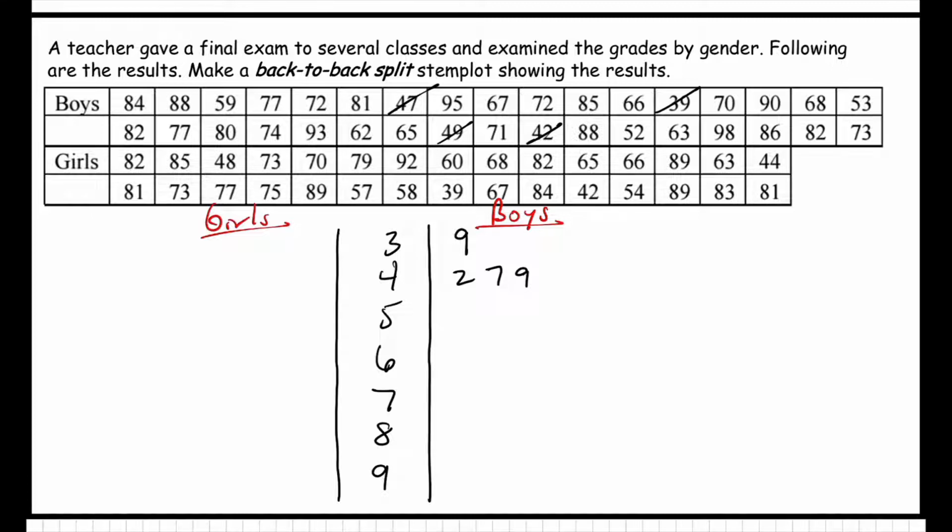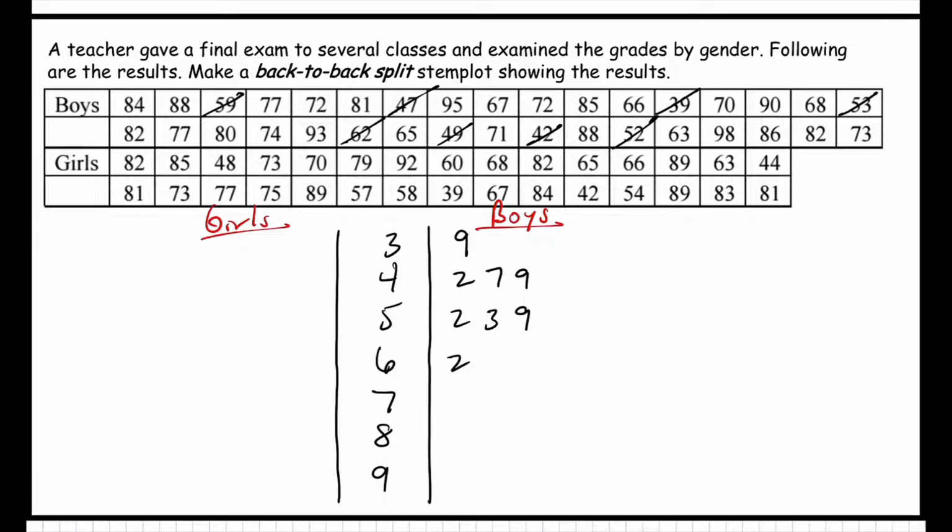Let's see. 50. 53, 52. I think 52 is the smallest. And then 53. And then 59. Yeah, I think that's it. 60. 62. 63. 65. And 66.